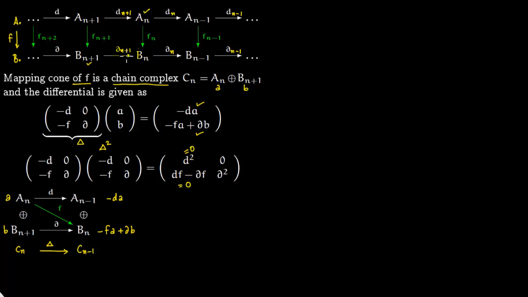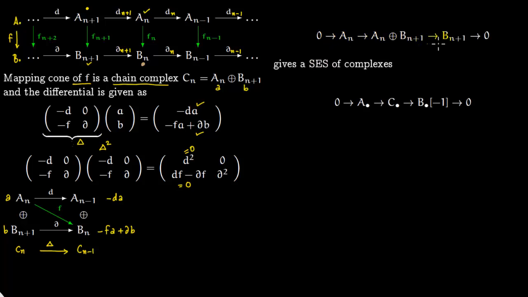Pick up this square for example, and you pick up some element here. If you first apply d and then F, you will land up here, say to this brown element. But you could also go first F and then partial, because the square commutes, you will still land up at the brown element. First F then partial, you get the same element. So you have the same element dF and partial F, so that gives you 0. So we have constructed a new chain complex.